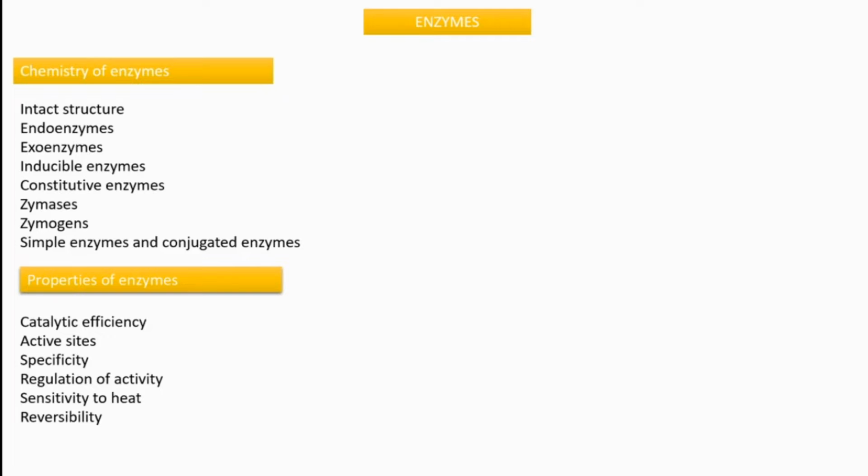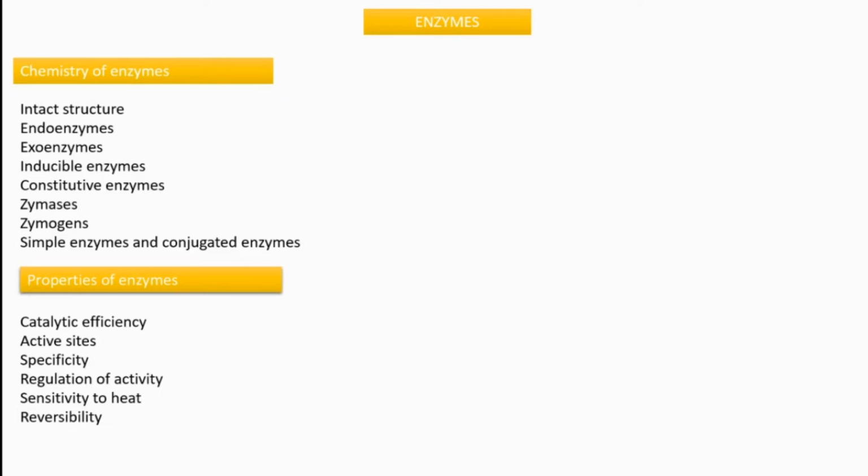Then both these apoenzyme and cofactor are necessary for the catalytic action, and both together form the holoenzyme. When the cofactor and apoenzyme are present together, then that enzyme is called a holoenzyme. Then one more point. These cofactors are of two types: prosthetic group and coenzyme.